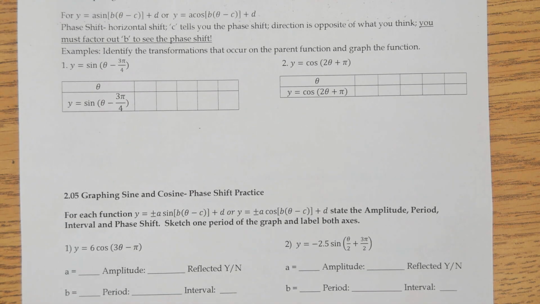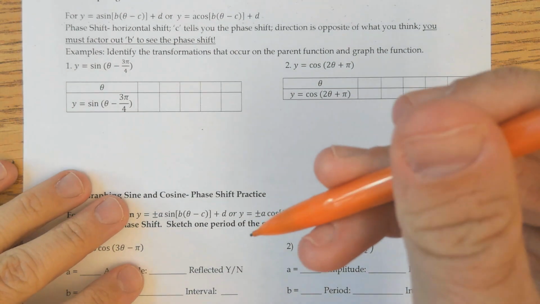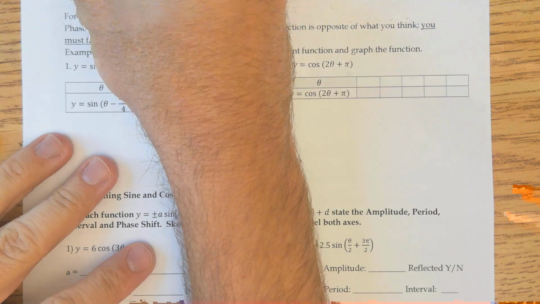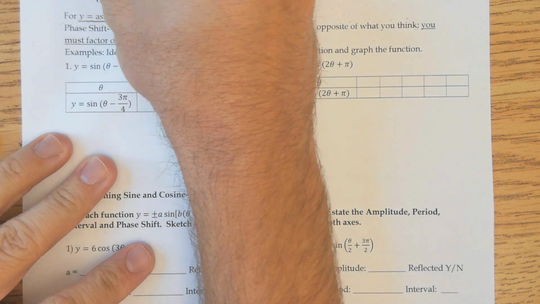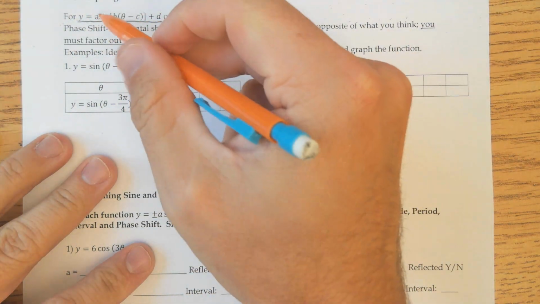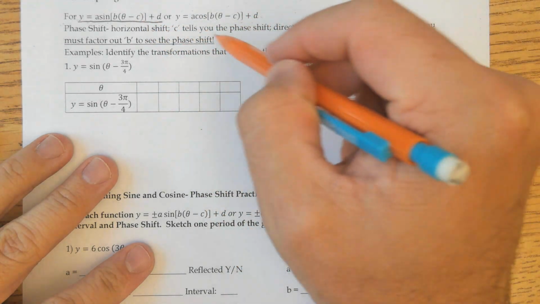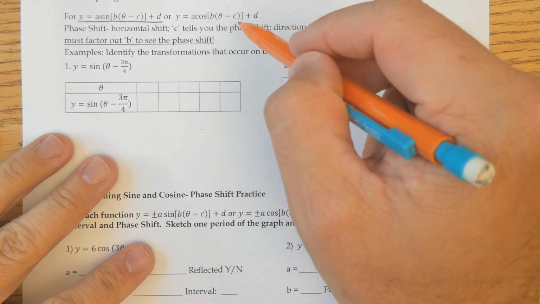All right, so today we're going to be talking about the phase shift, right? So we're going to introduce phase shift today and then vertical shift tomorrow, okay? Biggest thing I want you to do now that we're introducing a phase shift, look at our new equation here. Before it was just A sine B theta. Now we're adding in A sine(B theta minus C) plus D, or A cosine(B theta minus C) plus D.